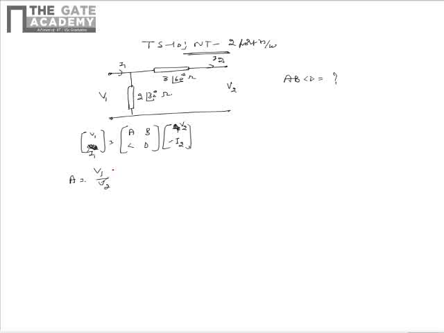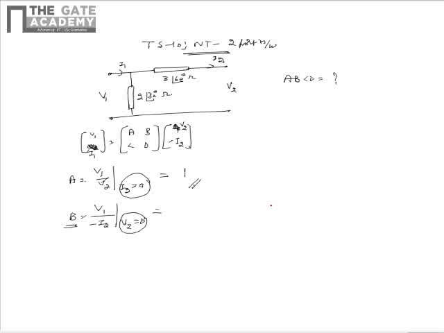A is equal to V1 by V2 when I2 is equal to 0. When the output terminals are open, A is equal to V1 by V2 when I2 is equal to 0. Hence, when the output terminals are open, we can say that V1 is equal to V2, hence A is equal to 1. And we can say that B can be written as V1 by minus I2 when V2 is equal to 0. That is, when the output terminals are shorted, B can be written as V1 by minus I2.